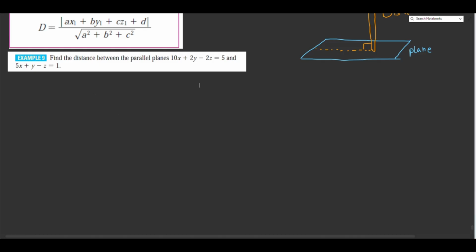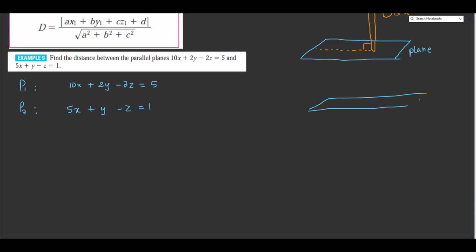So how can we do this? In this case, we are given two planes, let's say P1 and P2. The plane P1 has the equation 10x plus 2y minus 2z equals 5, and the second plane is 5x plus y minus z equals 1. You can imagine it like this: this is our plane P1, like the floor, and here we have a second plane P2. And what is the question?